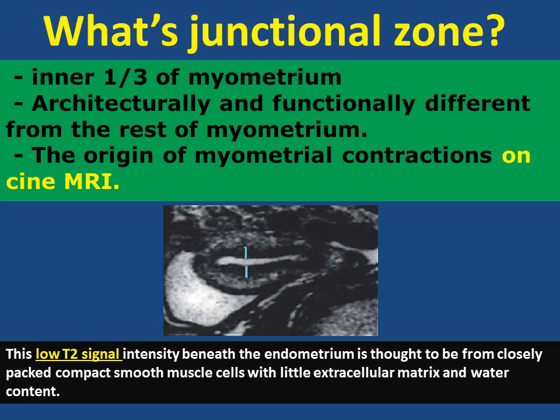The junctional zone, anatomically, is the inner third of the myometrium, near the endometrium. The outer third is an inert part of the myometrium. The inner third is the active part of the myometrium. It is architecturally and functionally different from the outer two-thirds. It is the origin of myometrial contractions, which are responsible for different mechanisms in infertility and in bleeding, as proved by thin-slice MRI studies.